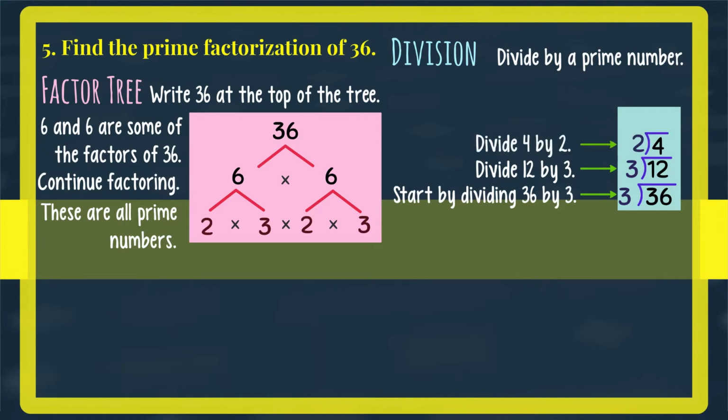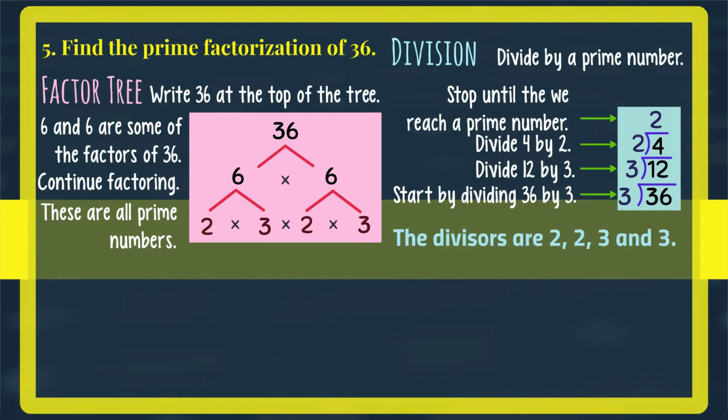So divide 4 by a prime number, which is 2. Doing so will give us the quotient 2. Is 2 a prime number? It doesn't have any other factors aside from 1 and itself, so it is a prime number. This is where we stop dividing because we already got a prime quotient. The divisors we used are 2, 2, 3, and 3.